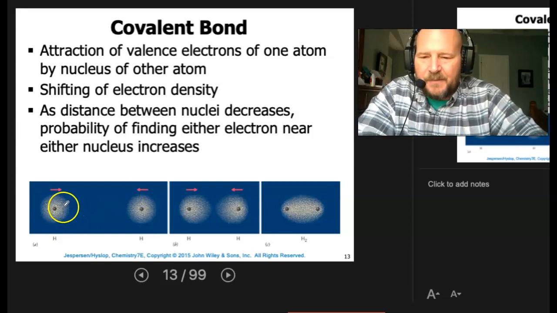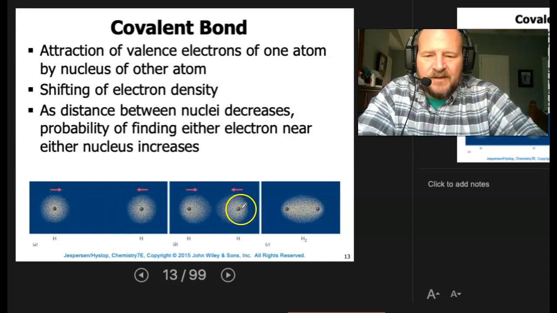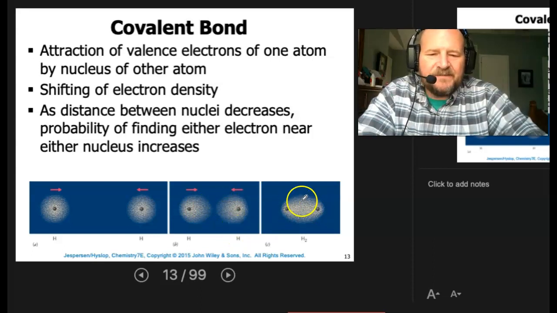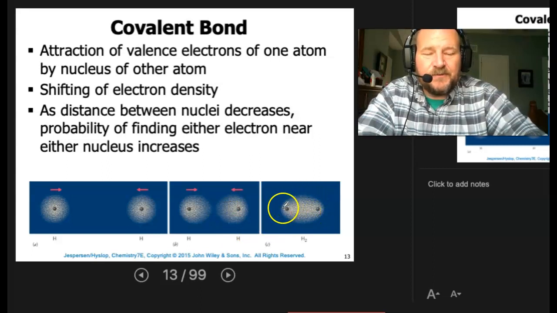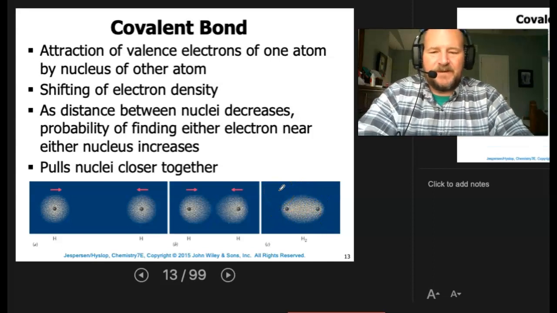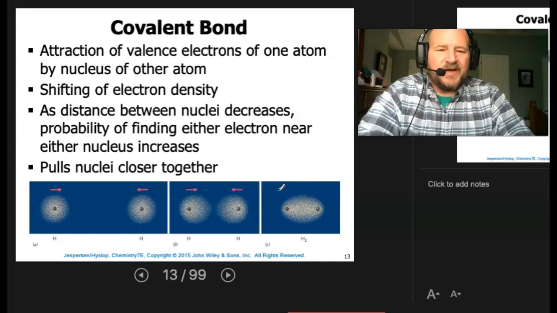And so you can see that. So we had a probability density here, probability density there. As they come closer, this positive charge attracts that electron density. This positive charge is attracting that electron density. And then when they get close enough, we see that the electron density can actually be somewhere in between the two, as an increase. Okay? So that's what's going to pull the nuclei closer together.